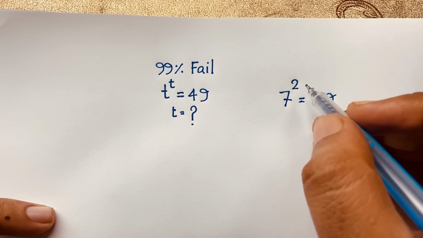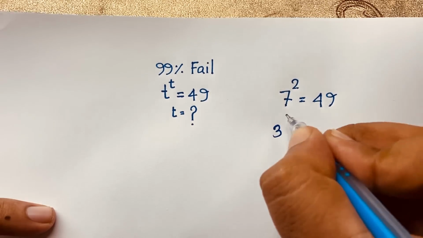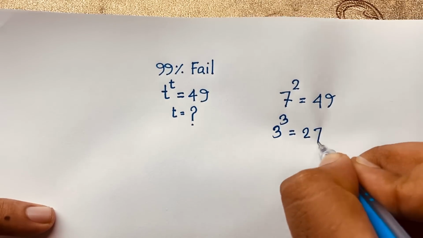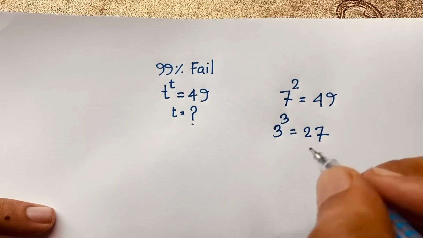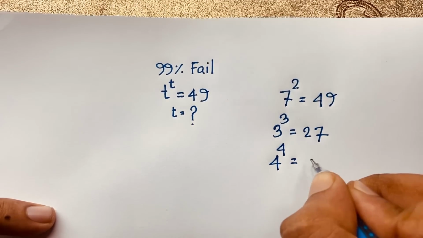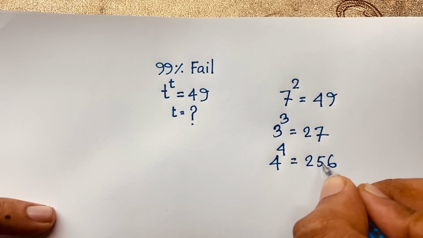So first of all, you can easily think it will be 3 to the power 3. If you think 3 to the power 3, it will be 27. You know that 3 to the power 3 is 27. Or 2 to the power 2 will be 4. And if you think 4 to the power 4, it will be 256.